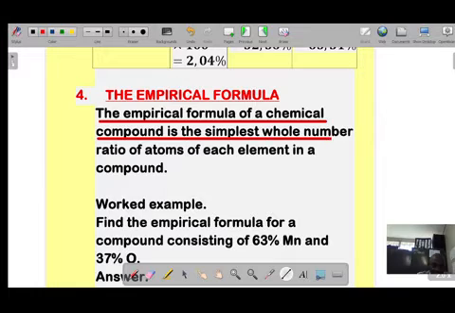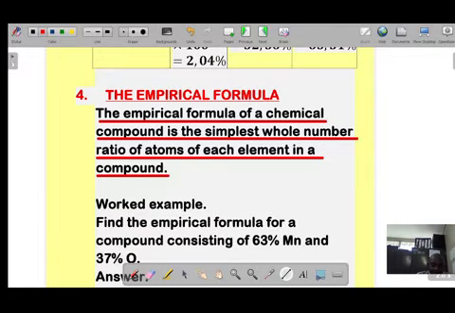So this must be whole numbers. We don't need decimals, we don't need fractions, no negatives. Okay, so they must be only whole numbers. Okay, so the simplest whole number ratio of atoms of each element in a compound is known as what? Empirical formula. Okay, let us see how to do it here.